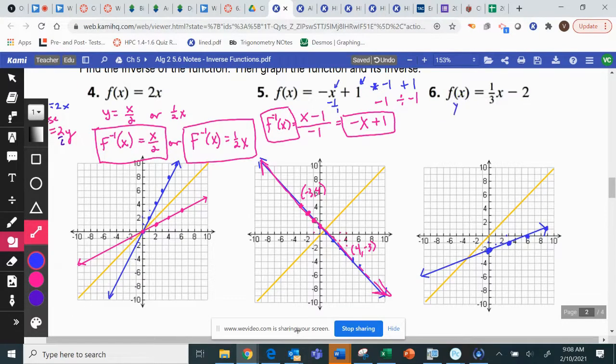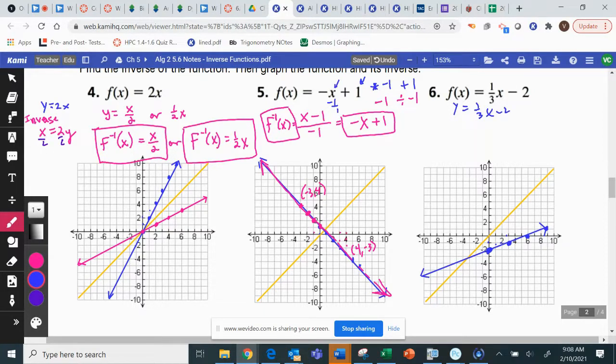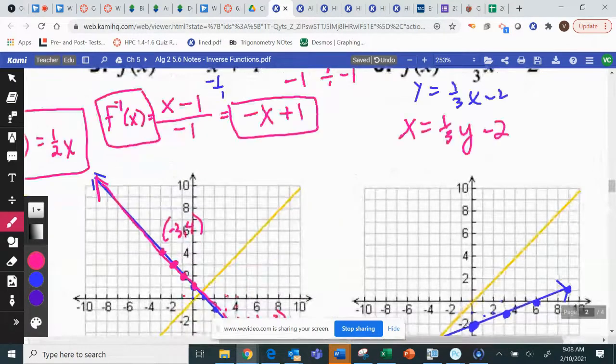And that was y equals 1/3 x minus 2. So we have to find the inverse. So I'm going to switch my x and my y. So I have x equals 1/3 y minus 2. So I switched my x and my y.